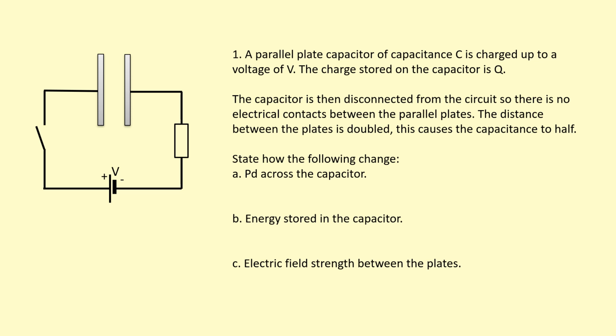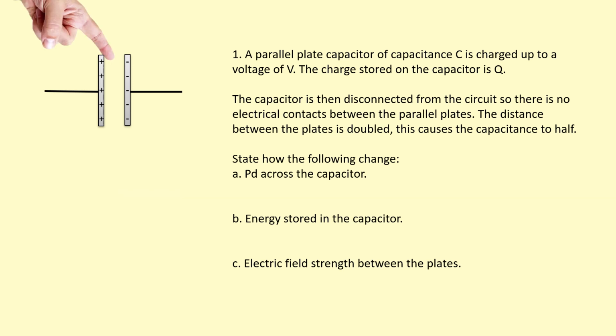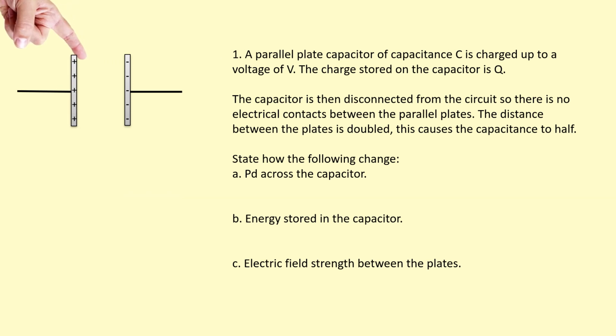Okay, before we start the question, let's figure out what's going on. So we're closing the circuit here and letting the charge build up on the capacitor, and then we're going to disconnect that from the circuit and pull apart the capacitor plates, and this is causing the capacitance to halve. The important part here is that the circuit's been disconnected and there's no electrical contact between the plates. This means the charge is stuck on the plates. It can't go anywhere. It can't destroy the charge. So charge Q is a constant.